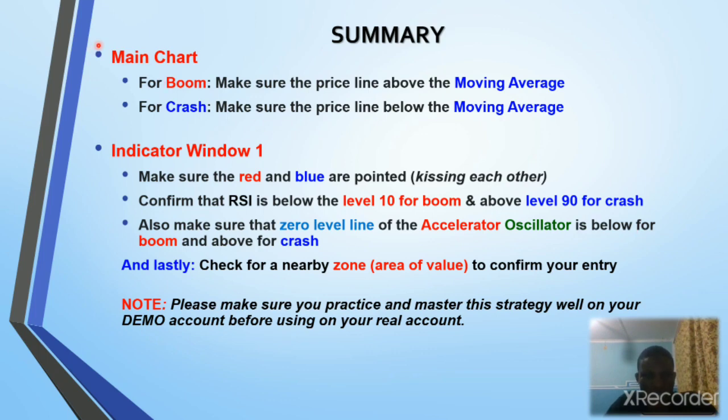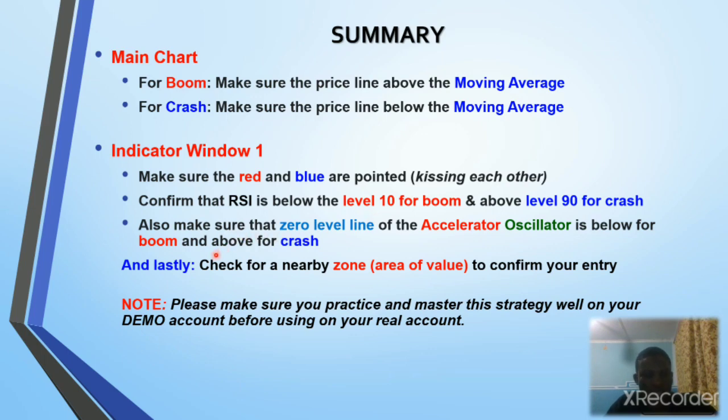The main chart has only one of the indicators out there, which is the moving average. For the moving average on the main chart, for boom, you have to make sure the price line is above the moving average. For crash, the price line should be below the moving average. Then on indicator window 1, the red and the blue line must be pointed, and when it's pointed, it tells you there will be a spike very soon.